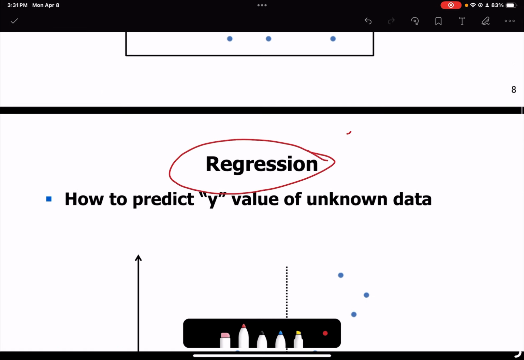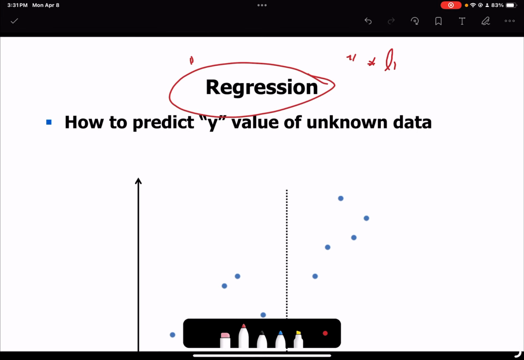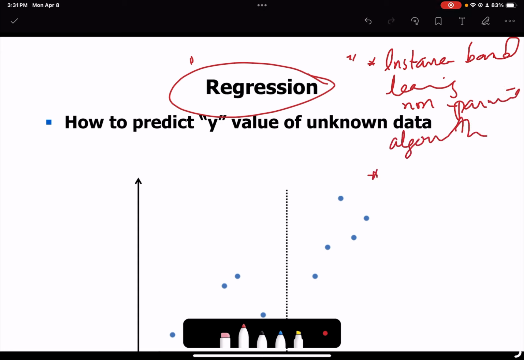So the other type of algorithm or problem domain that we can handle is the regression type. So what is KNN regression? It is a type of instance-based or non-parametric algorithm. It uses all the training data set, data points to make the predictions.